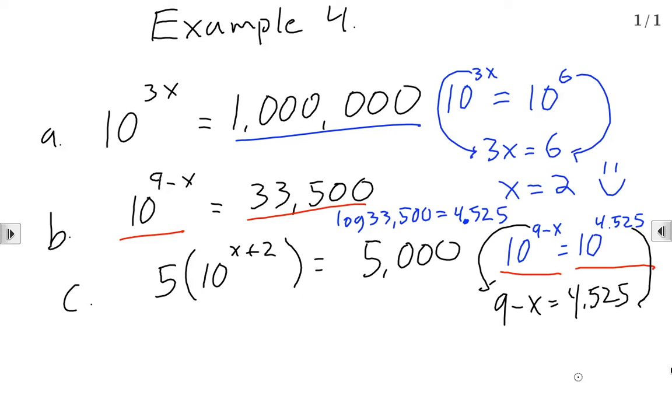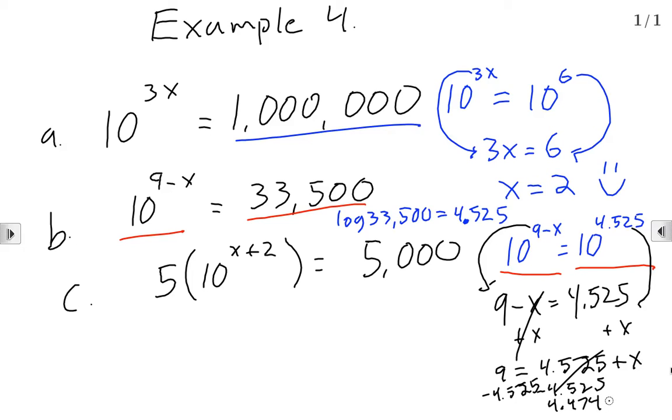So there's a few ways to solve this. Let's add x to the right side to get rid of that minus x. So now we have 9 equals 4.525 plus x. And then now we want to get x by itself, so we need to subtract 4.525. Subtract 4.525. Run out of room. What we get is 4.474 equals x.